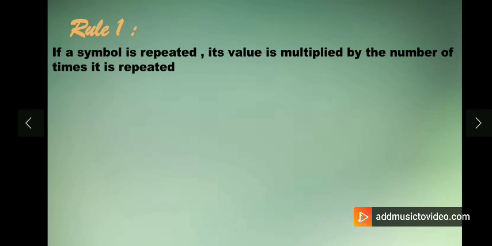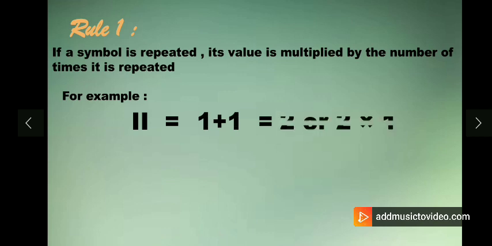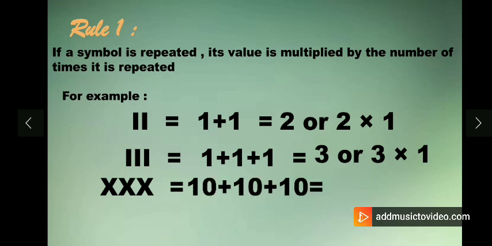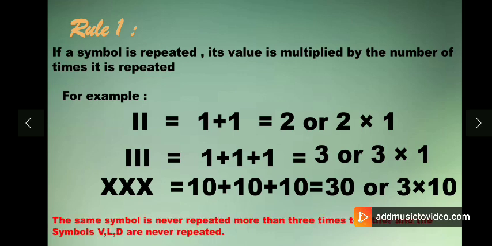Rule 1. If a symbol is repeated, its value is multiplied by the number of times it is repeated. For example, II, which means 1 plus 1, 2, or 2 multiplied by 1. III means 1 plus 1 plus 1, or 3, or 3 multiplied by 1. XXX, which means 10 plus 10 plus 10, 30, or 3 multiplied by 10. The same symbol is never repeated more than 3 times together, and the symbols V, L and D are never repeated.